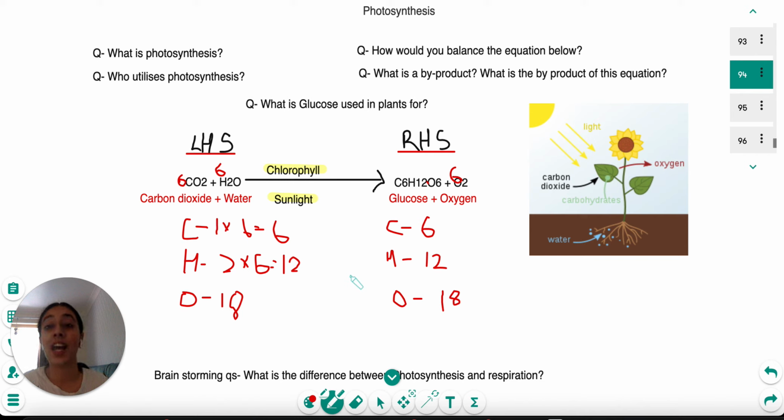Right, perfect. Now, I've got a brainstorming question for you here at the bottom of the page. So what is the difference between photosynthesis and respiration? That's a question I want you to answer next lesson. So I want you to take some time to process everything that we've learnt and then maybe try and compare photosynthesis with respiration, and then maybe try and answer this question for me for next lesson.